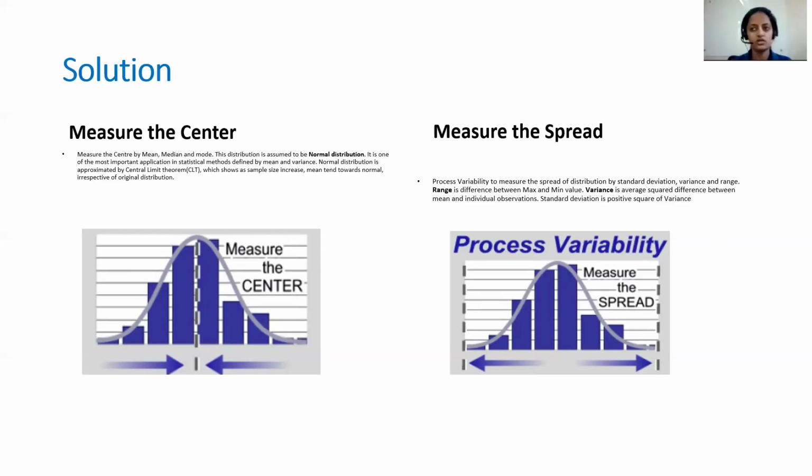The mean is the sum of all observations divided by the total number of observations. To measure the spread, it should be done through the variance, the range, and the standard deviation. Range is the difference between the maximum and the minimum value, and variance is the average squared difference between the mean and the individual observations, and standard deviation is the positive square root of the variance. So through these values, we can measure the center and the spread of the distribution.